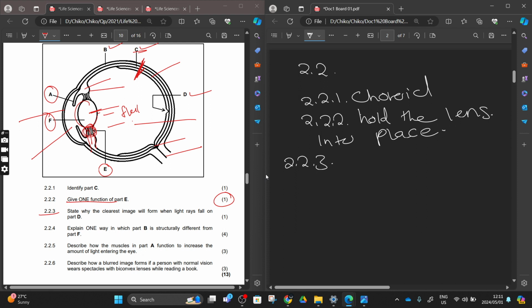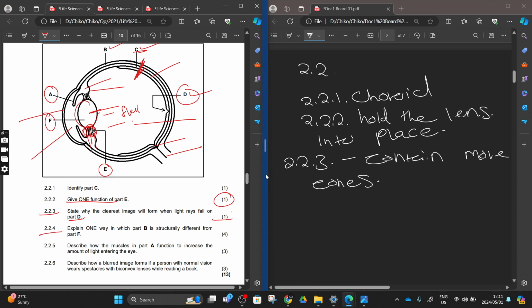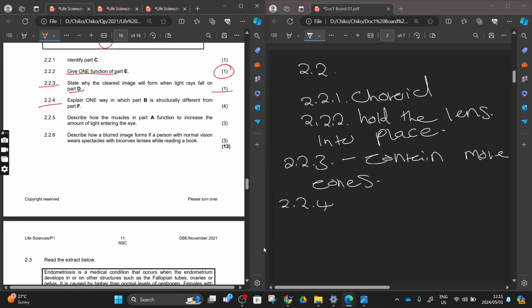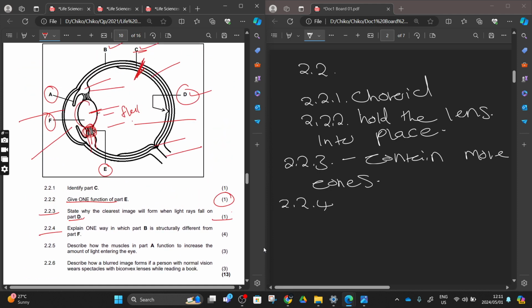2.2.3, state why the clearest image will form when light rays fall on part D. Part D, because this one contains what? It contains more cones. Write down 1 mark. Don't have to say much. 2.2.4.